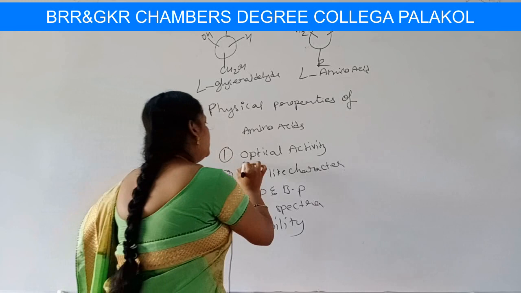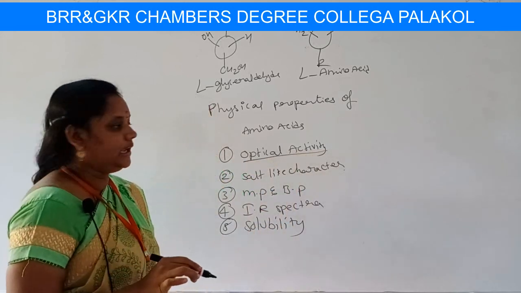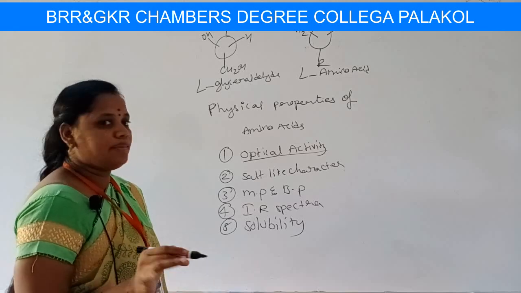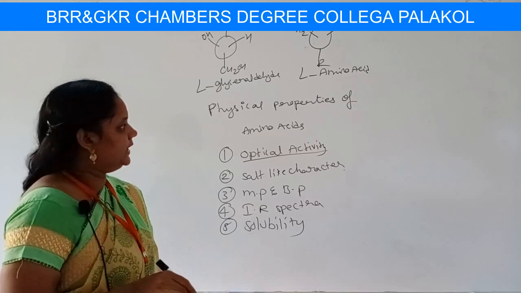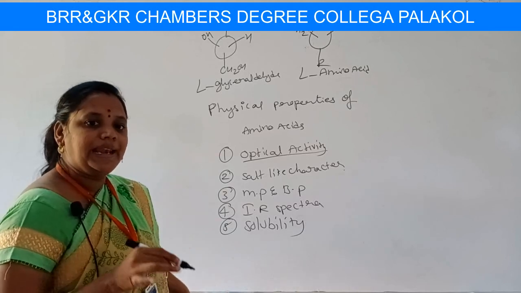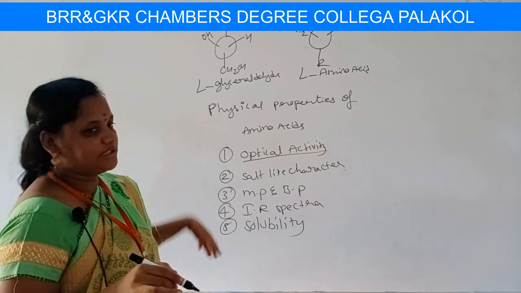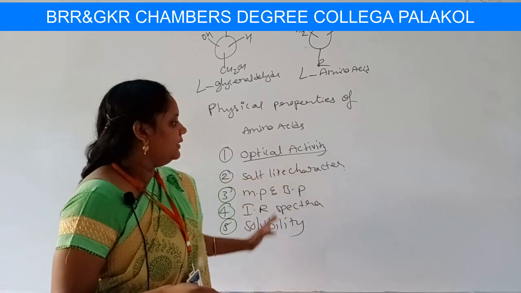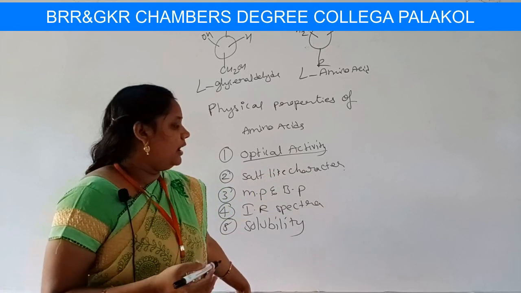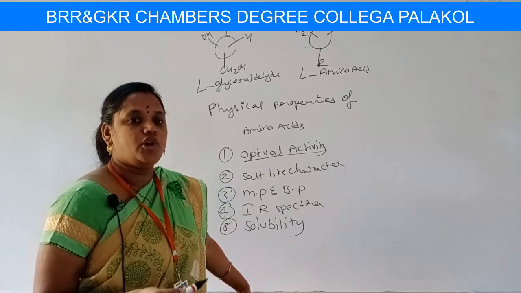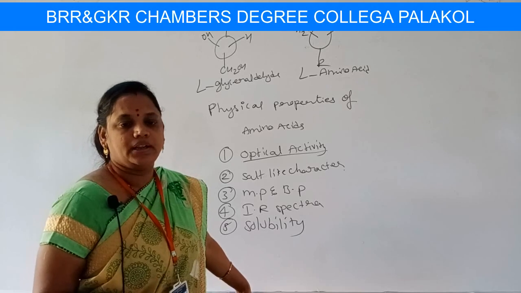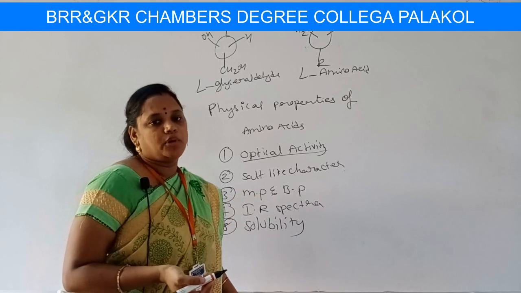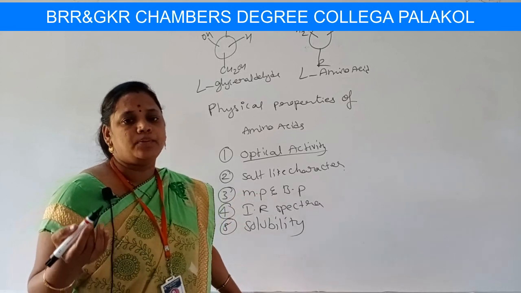This is about the optical activity. In optical activity, you have to write that all are optically active except glycine, and all the amino acids follow the L configuration of, what students? Glyceraldehyde. Next point, salt-like character. Of course, they have salt-like character. All the amino acids are non-volatile crystalline solids, right? Non-volatile crystalline solids. Next, coming to melting and boiling points, they have high melting and boiling points.